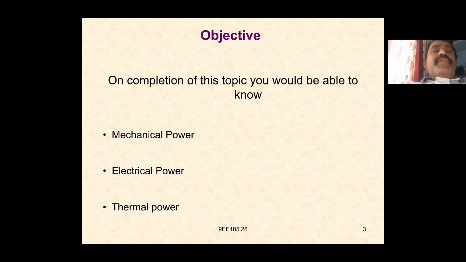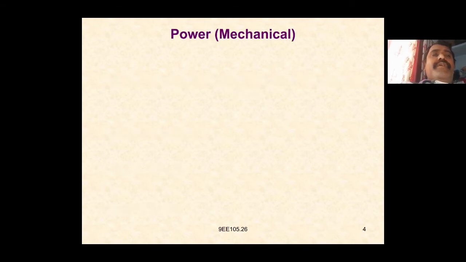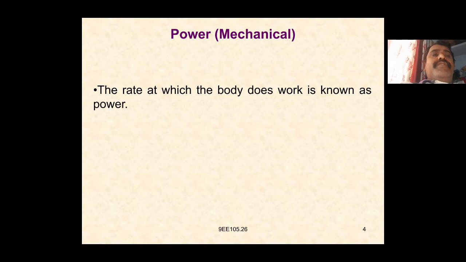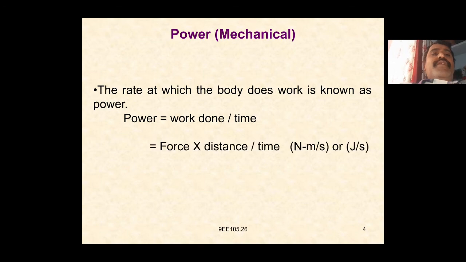Again we know the power in the case of mechanical and electrical power. Power we can define as the product of the voltage and the current, and the total amount of work done divided by time taken is nothing but the power. The rate at which a body does work is known as power. The power P is equal to work done divided by time taken. Work done is force into distance, divided by time taken.